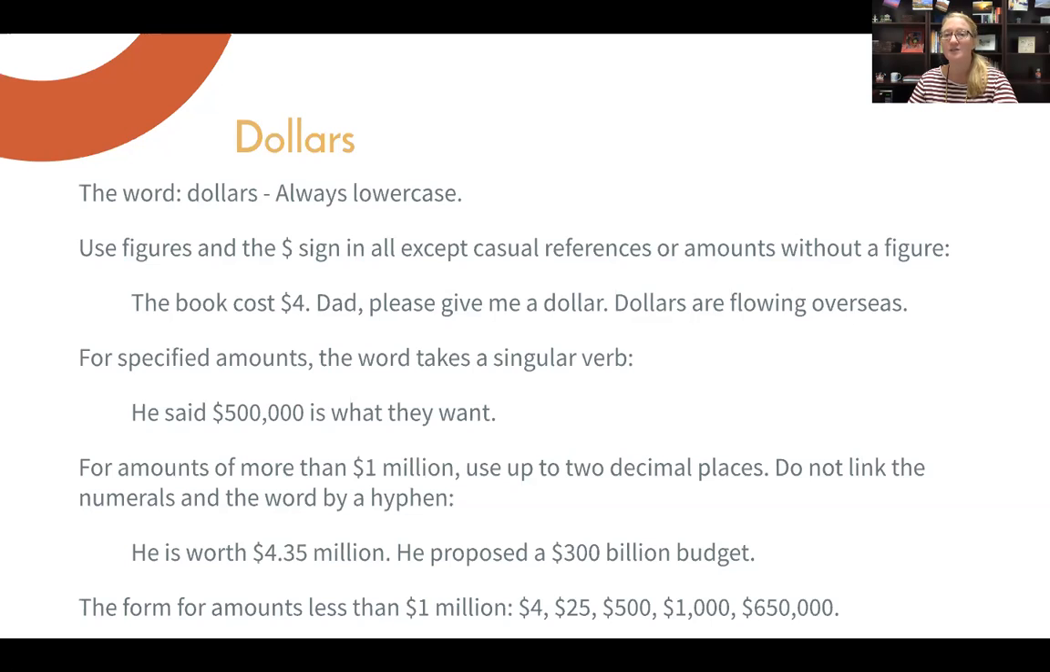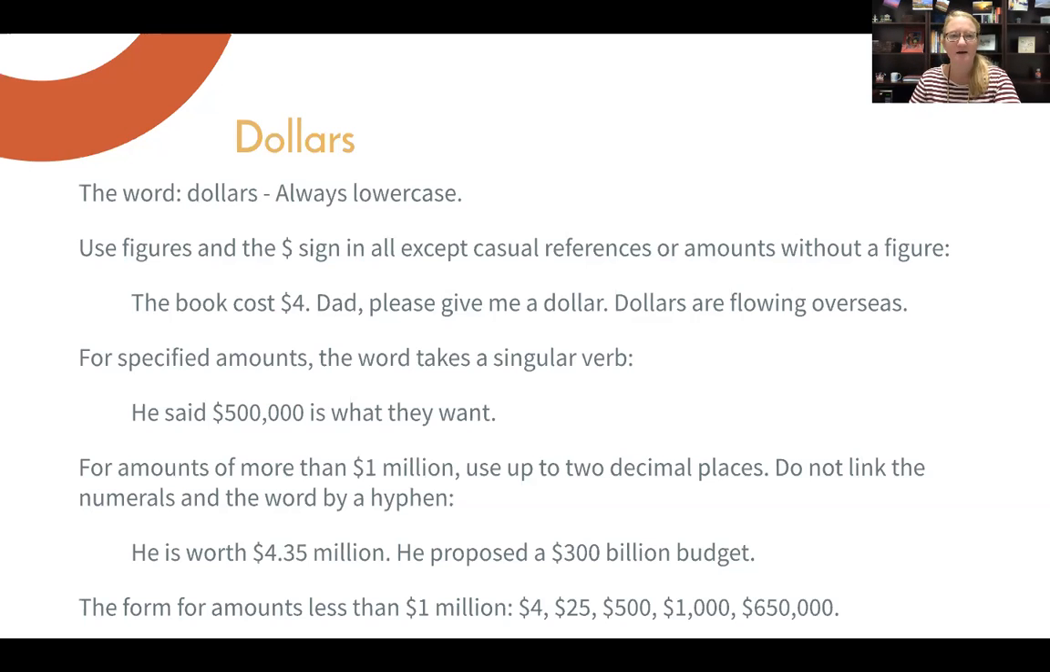If you ever are using cents, you don't use the little cent sign. You write out the word cents. So if it's like 50 cents, you would do that. You can also use the dollar sign with 0.50 in some cases, but double check the AP style for that if you're going to ever run into that situation.